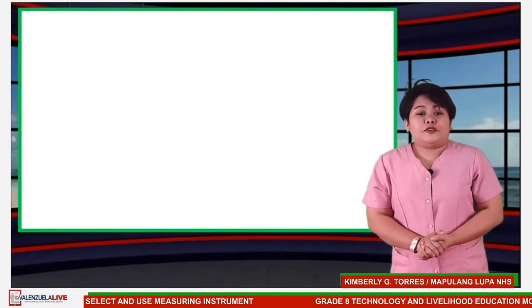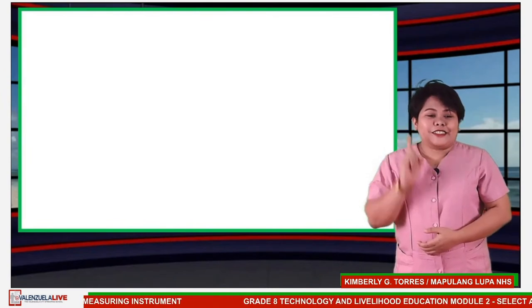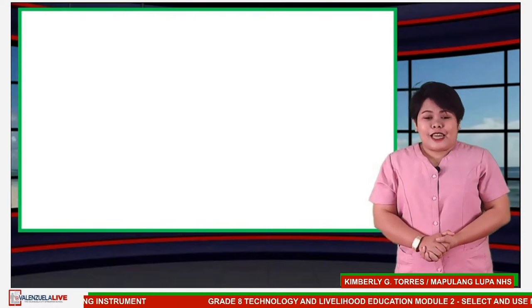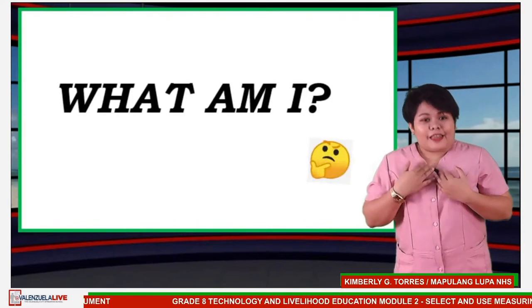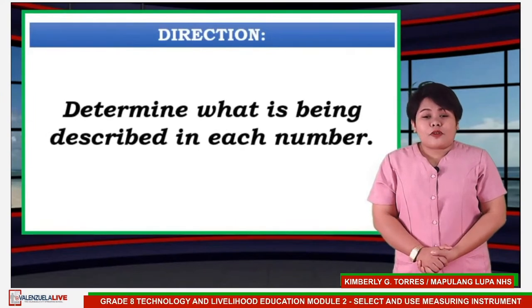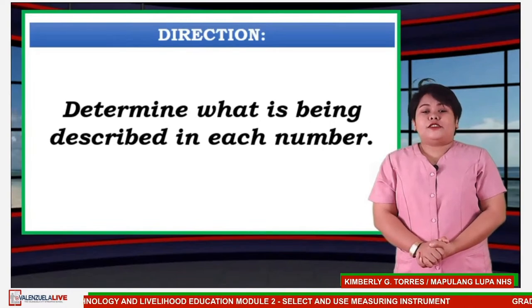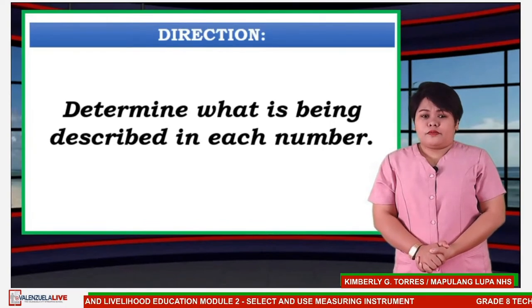Just to make sure you learned well in our discussion, we will play another game. The title of this game is What Am I? Directions. Determine what is being described in each number. You will be given 5 seconds to comment your answer below.